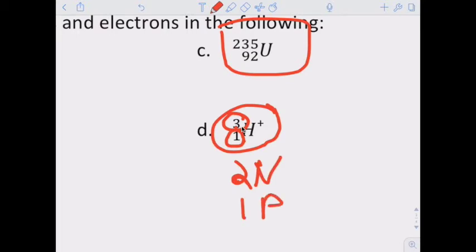And since it is a positive charge, that means that we have 1 more proton than we do electrons, and so that means we have 0 electrons. And we'll go ahead and leave C for you to do.